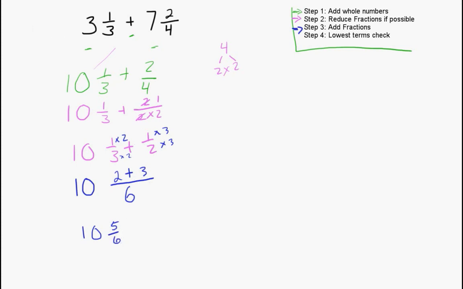Lastly, we're just going to double check and make sure that we're in lowest terms. There are no numbers that divide into both 5 and 6 evenly, except for 1, but 1's not going to change our fraction. So we can state that 10 and 5 over 6 is in lowest terms. I'm going to point out, should you have a subtraction problem, you follow this exact same method, except for when you add, you would subtract. So in step 1, you would subtract the whole numbers, and in step 3, you would subtract the fractions. The rest of the method is the exact same.